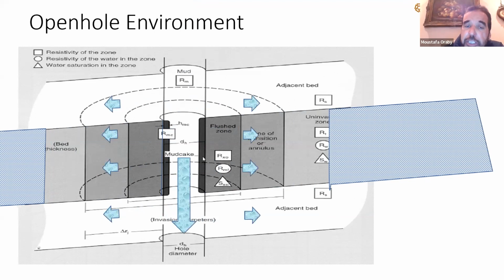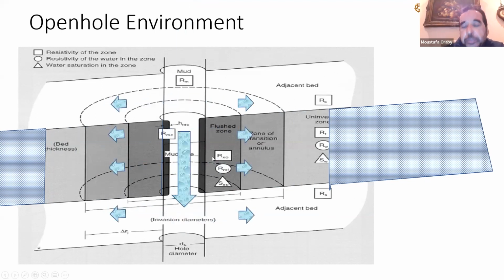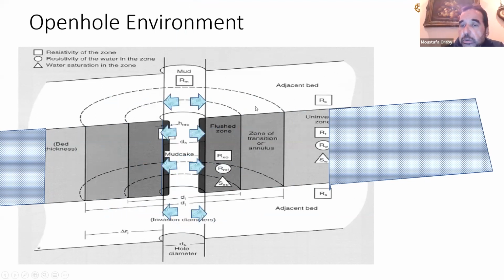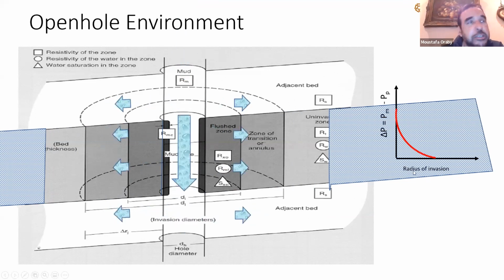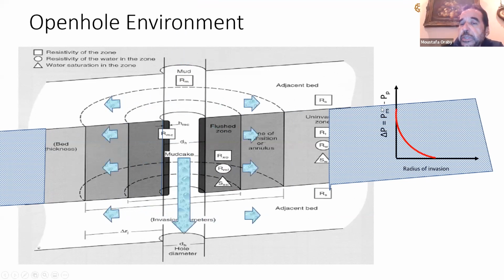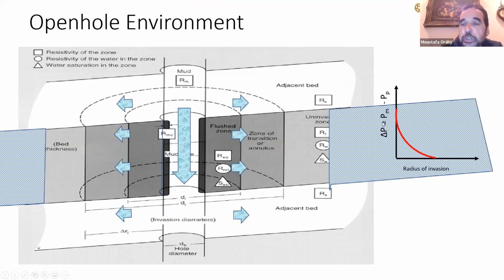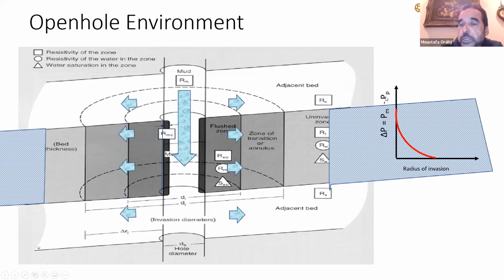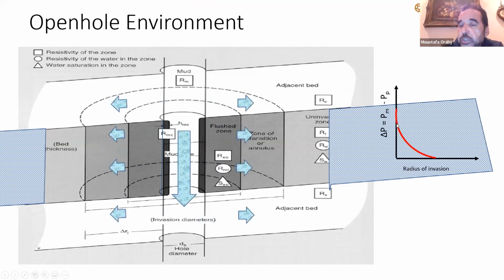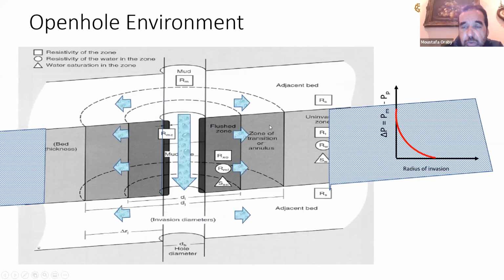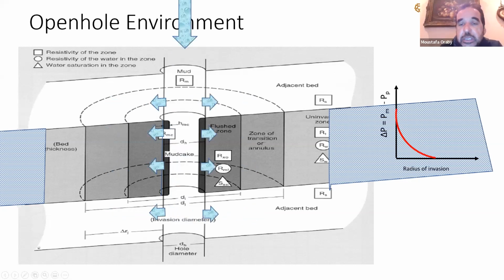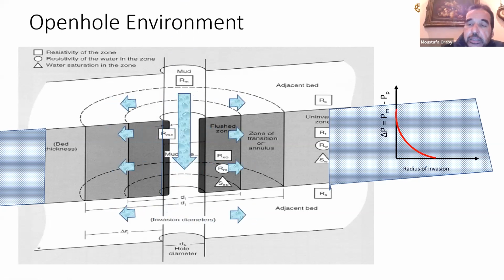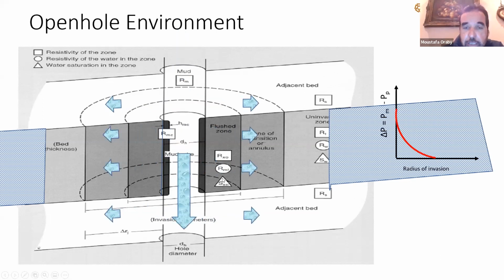How far deep can I get? It depends on the delta P. So actually, you look at delta P versus radius of invasion. Here is my delta P, the difference between the mud weight and the pore pressure, or pressure in the wellbore and pressure in the formation. That delta P will create invasion, and the invasion will stop when delta P is so weak that it doesn't invade anymore. So the radius of invasion can be calculated from that.